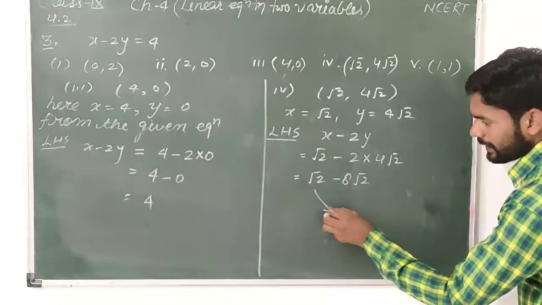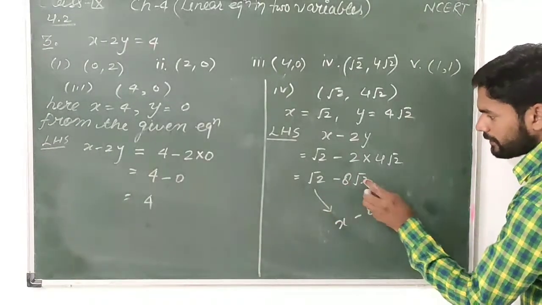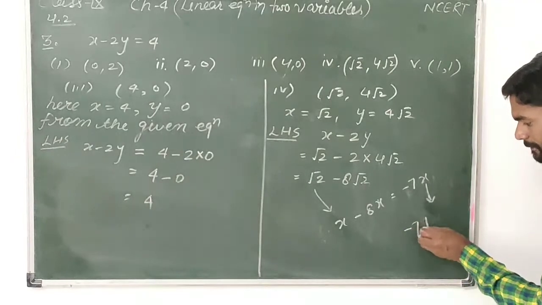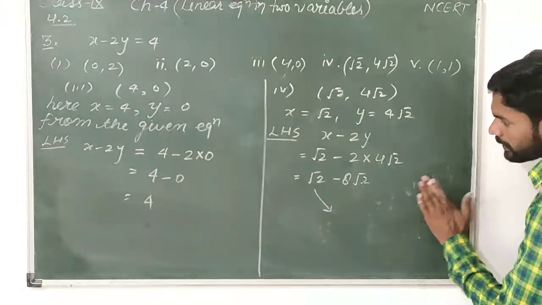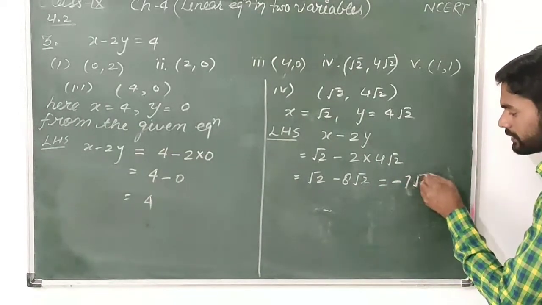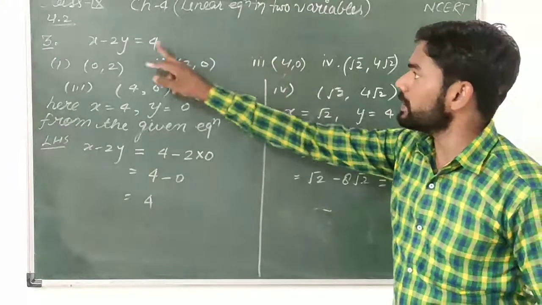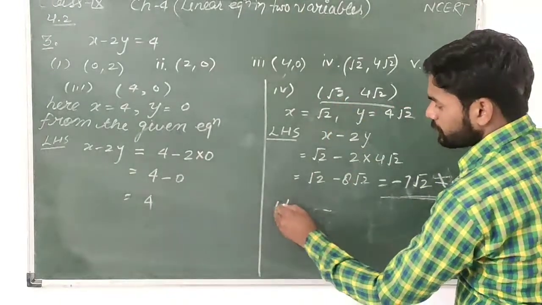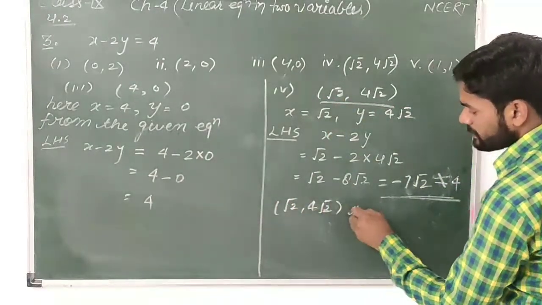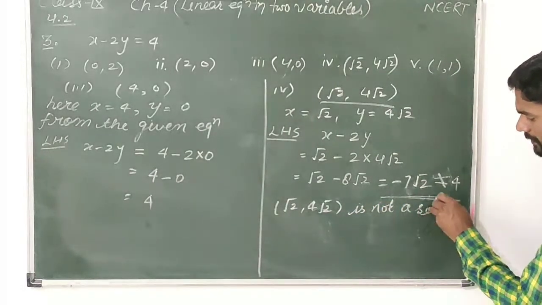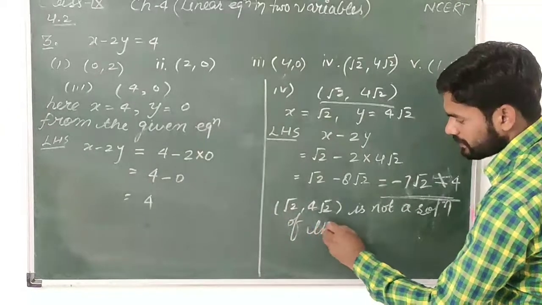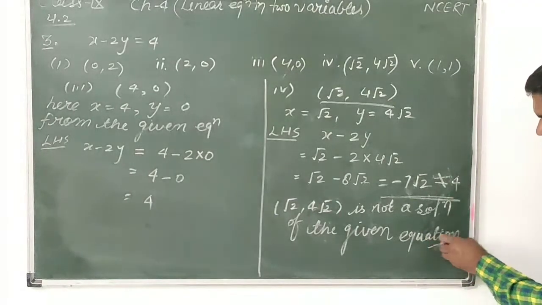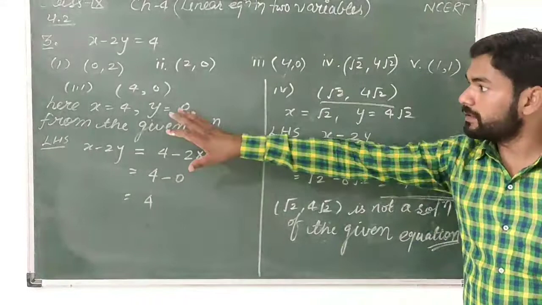For a moment, to explain, let me assume this is x, so this becomes 8x. x minus 8x is minus 7x, and x we imagined to be root 2. So I can say it is equal to minus 7 root 2, which is not equal to 4. Therefore root 2 comma 4 root 2 is not a solution of the given equation. Are you happy with the calculation?